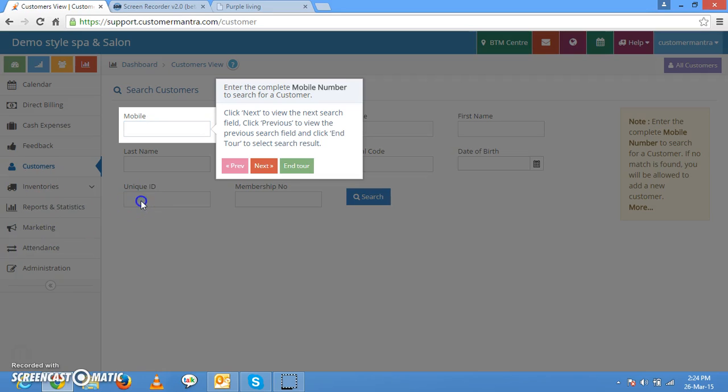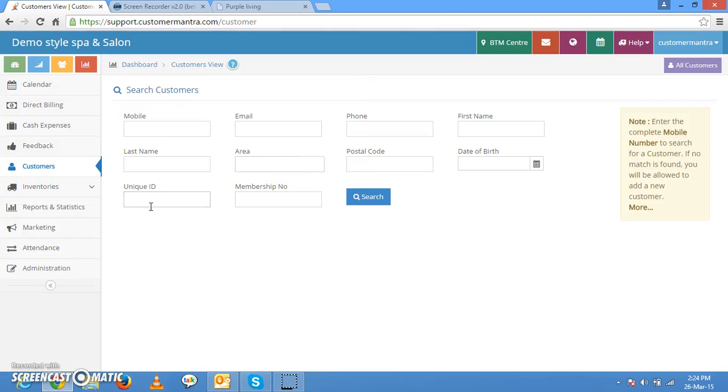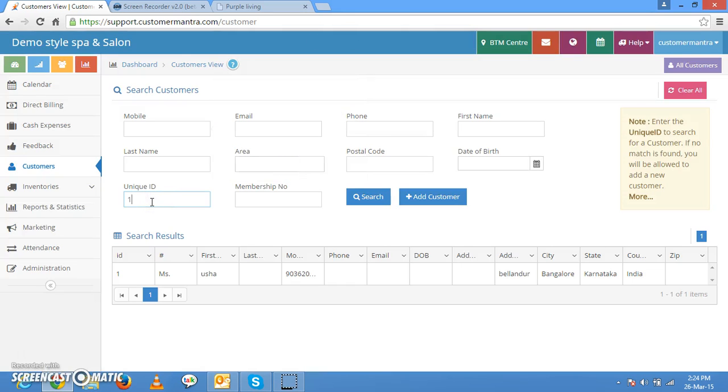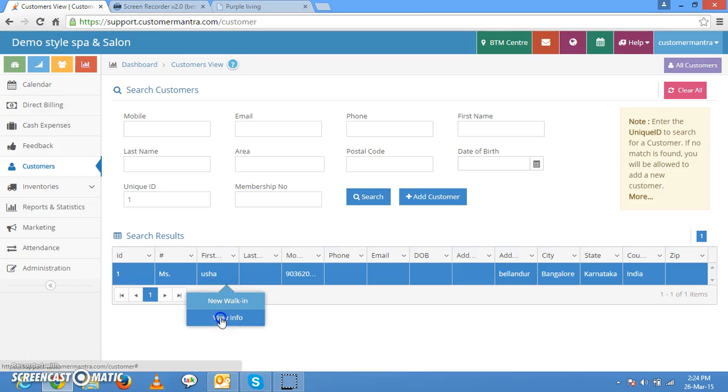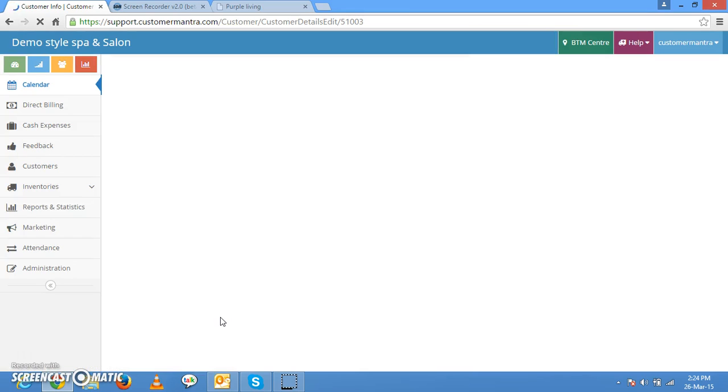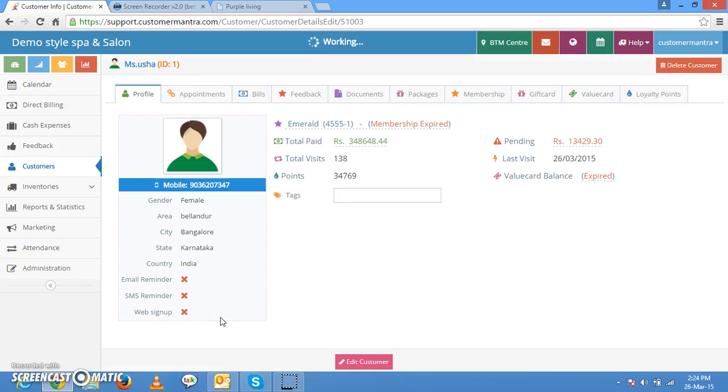So I'm going to use the unique ID here. I'm going to go back to 1 again. That's the unique ID of the customer, and the moment you hit enter, it pulls up the customer information, and let's say I would say view info. Now this is going to pull up quite a bunch of data, and this would help us profile the customer as well. Right, so these are the quick information about the customer that you see on the screen.